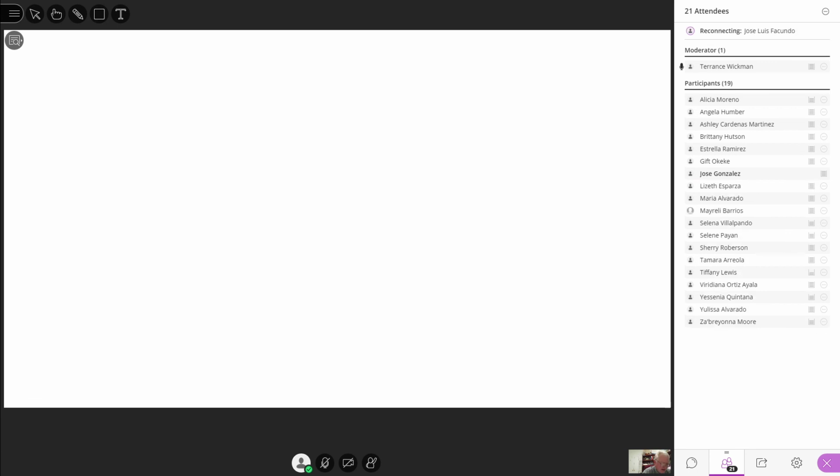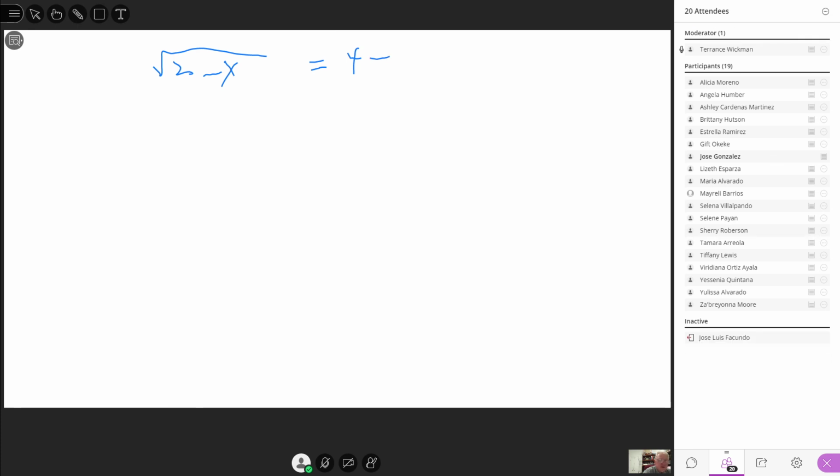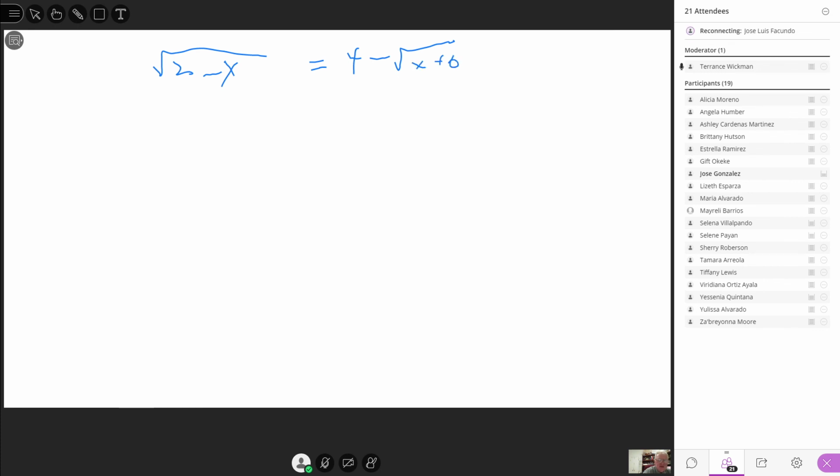Again, you have the same thing, but I'm going to subtract the x plus 6 from one side. So on the right-hand side, I'm going to have the square root of 2 minus x equals 4 minus the square root of x plus 6. I'm going to do it this way because it has the positive inside. So everybody see what I did here? This is problem number 12. This is step number 1.